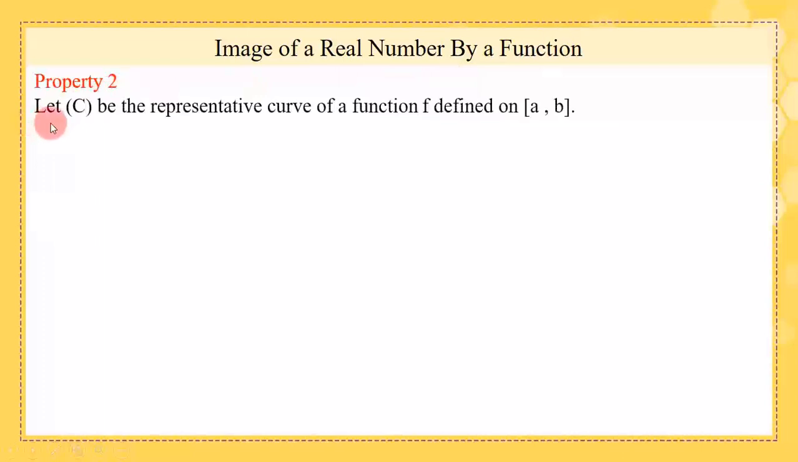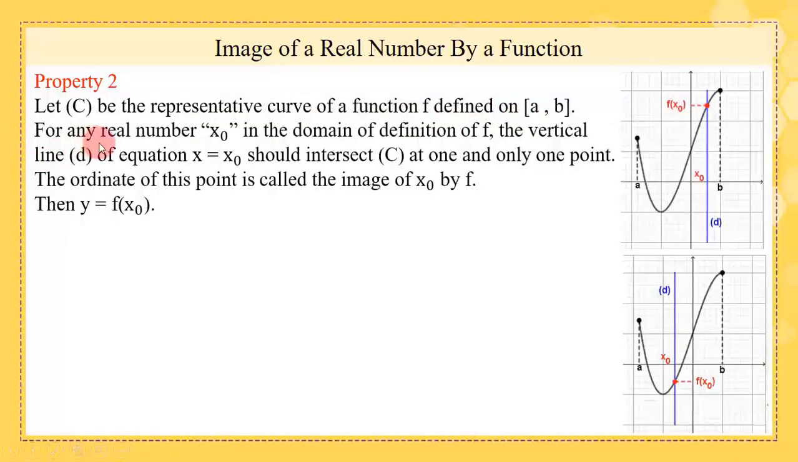Image of a real number by a function. Property number 2. Let C be the representative curve of a function f defined on AB. For any real number x0 in the domain of definition of f, the vertical line D of equation x equal x0 should intersect C at one and only one point. Please look at the figure to the right.